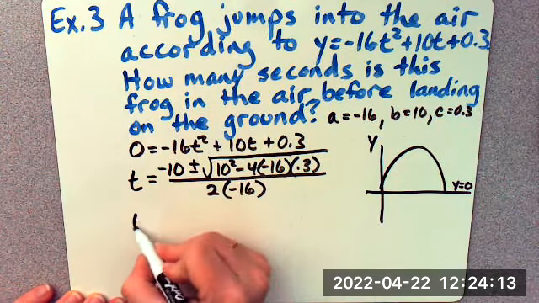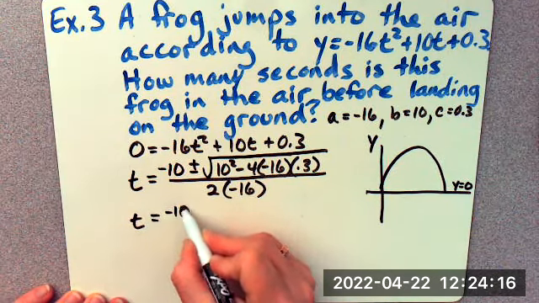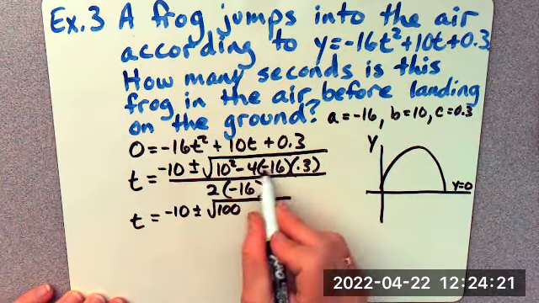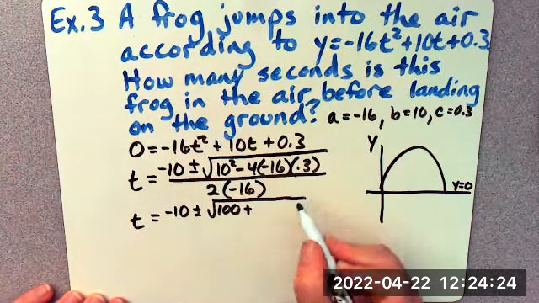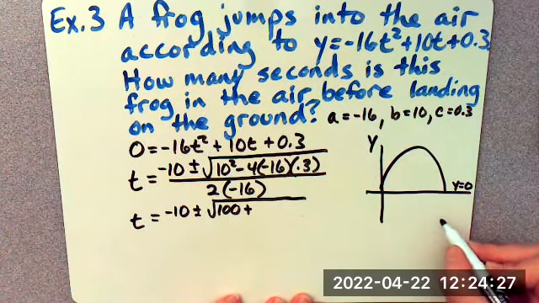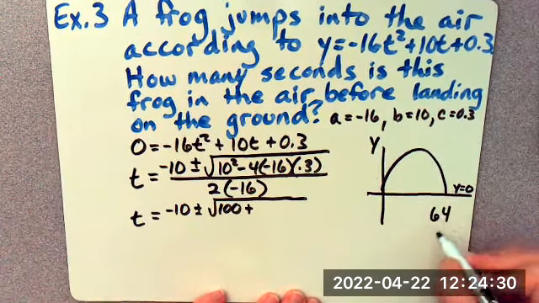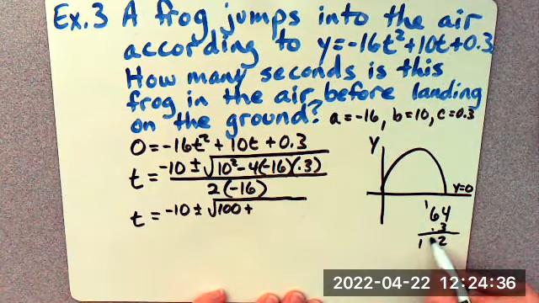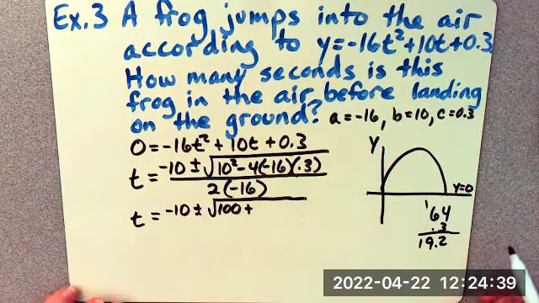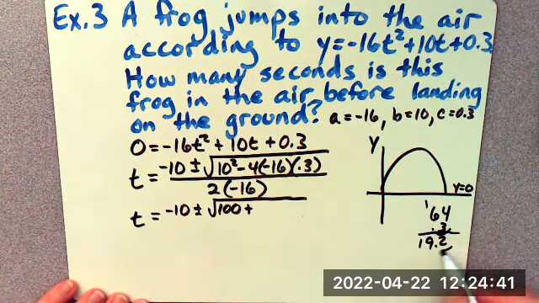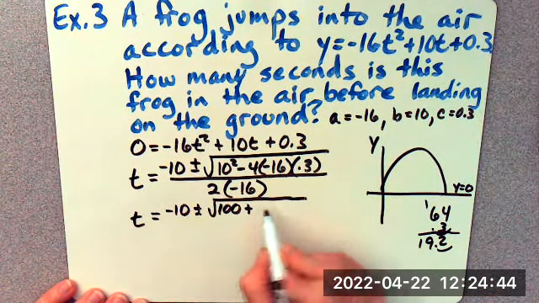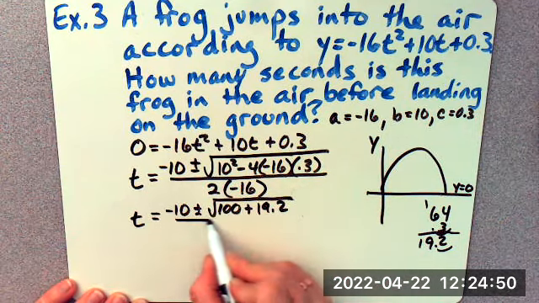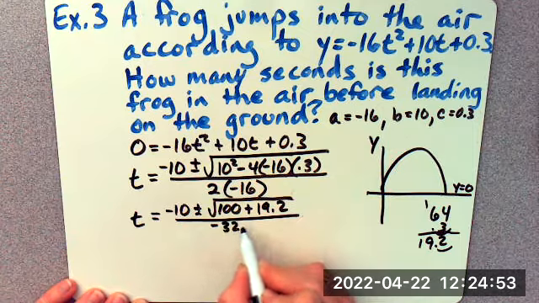All right, so we have t equals negative 10 plus or minus the square root of 100. We have two negatives again, so that makes that a positive. All right, 4 times 16 is 64. Let's do 64 times 0.3. So that's 19.2 because we moved the decimal one place over. So we have 19.2 here, all over negative 32.